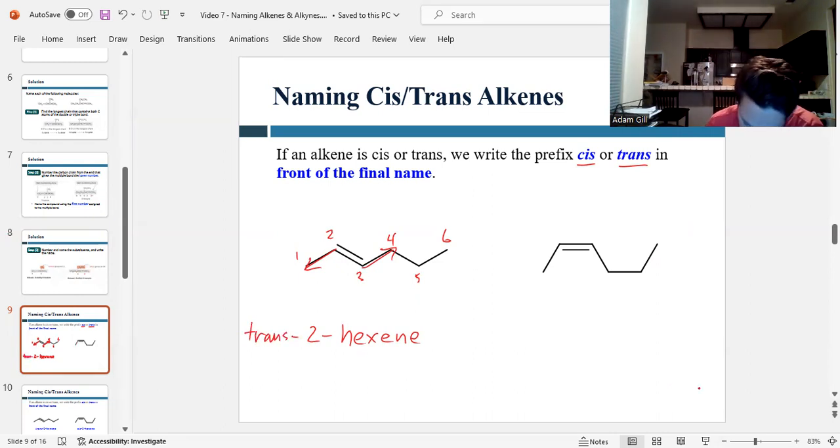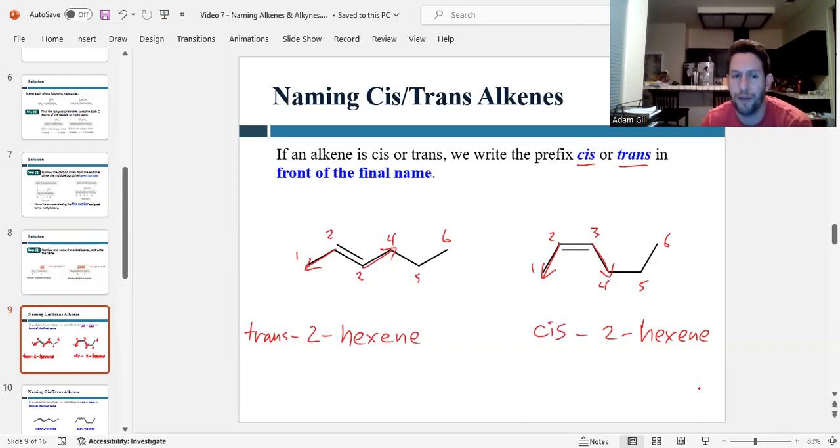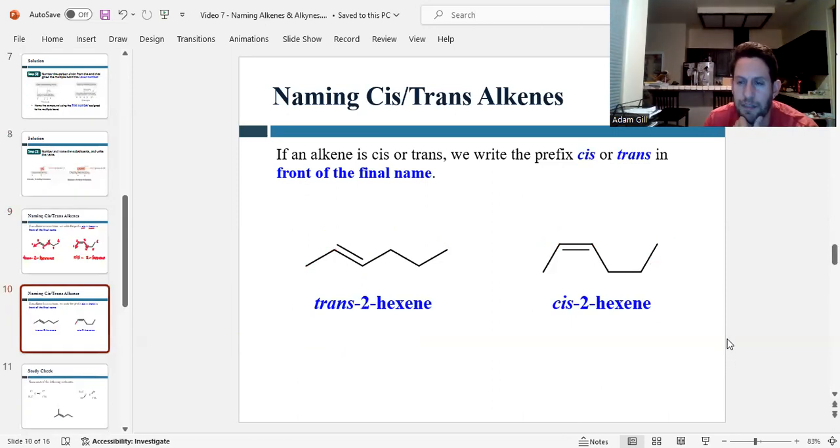Now, this one on the right also has 6 carbons. So it's also hexene. The ene, because there's a double bond. The double bond starts at carbon 2. So it's 2-hexene. And we see that these carbon chains are coming off the same side. So this is cis-2-hexene. So once again, if you're trans, you put that at the front. If you're cis, you put it at the front.